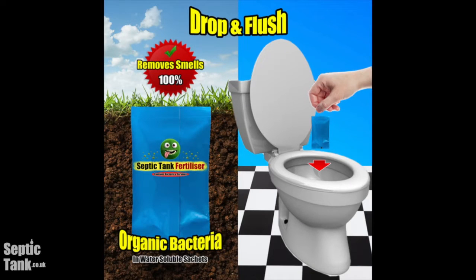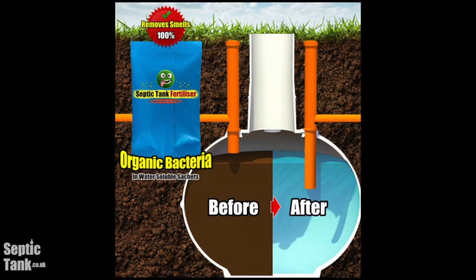Simply drop one of the water-soluble sachets of the septic tank fertilizer into the toilet each month, and it will dissolve within about 15 to 30 seconds. Once it's dissolved, just flush the loo. The septic tank fertilizer will put millions and millions of bacteria and enzymes back into your septic tank. It will revive dead systems, bringing them back to life once again, and it also completely and utterly removes smells.